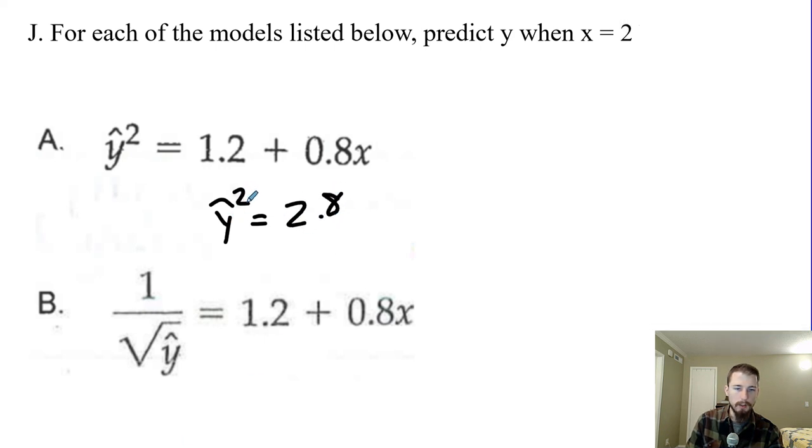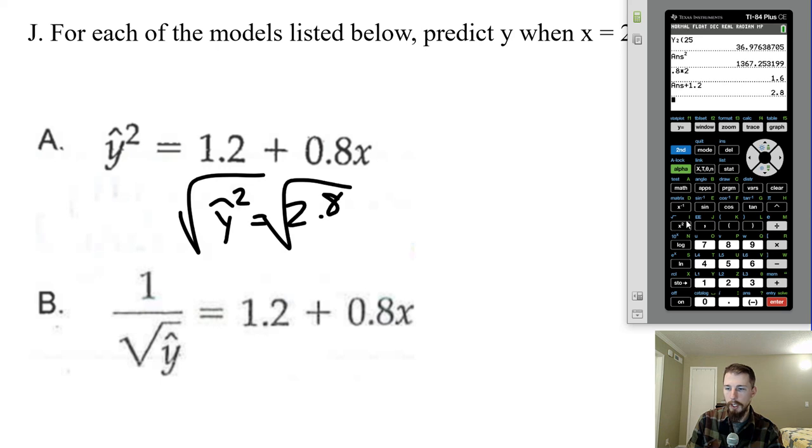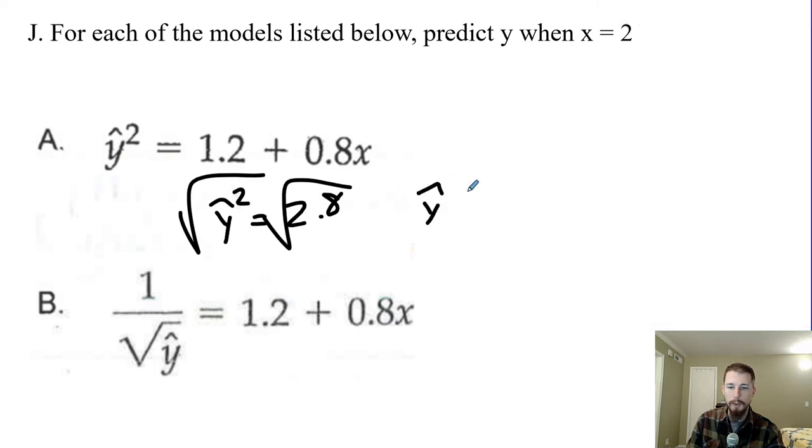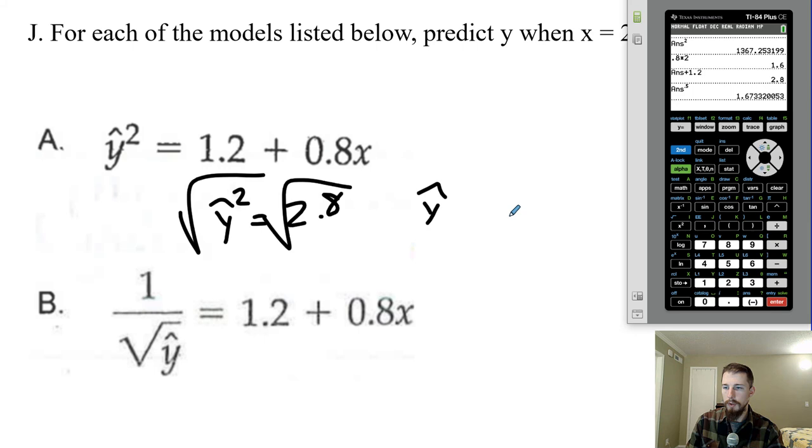Well, that's not what I want. I don't want y hat squared, I want just y hat. So I need to take the square root of both sides. So the square root of 2.8, that's caret 0.5, which is the 1/2 power, the square root, is going to give me a new value. So the predicted y is going to be equal to 1.67.